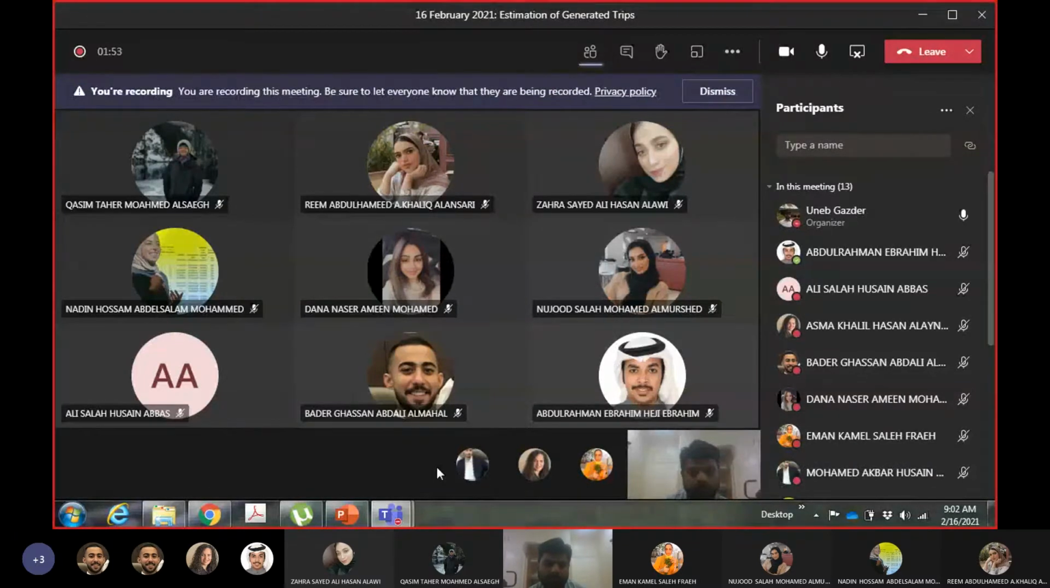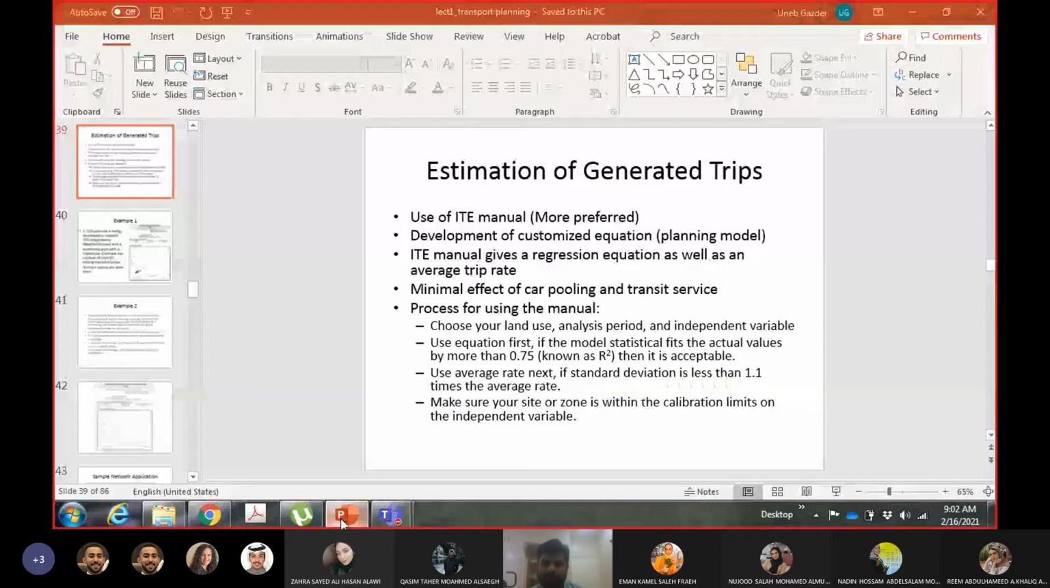Last time we started discussing the stages of the travel demand forecasting model. Before that, we discussed the traffic impact analysis and the highway classification, and then we discussed the planning terminologies and the sources of data, and so on. So the first stage of the travel demand forecasting model is trip generation.